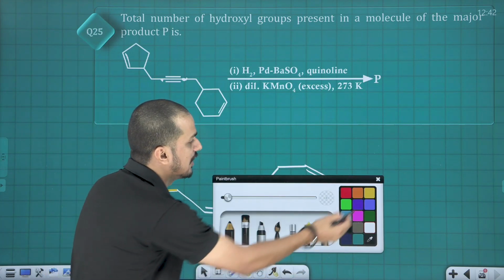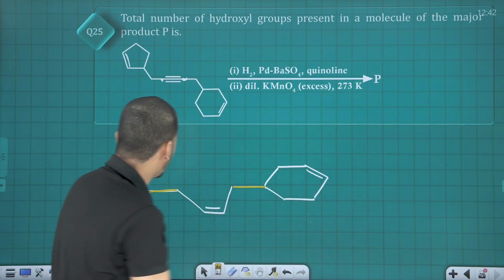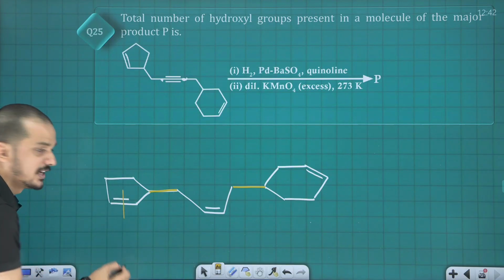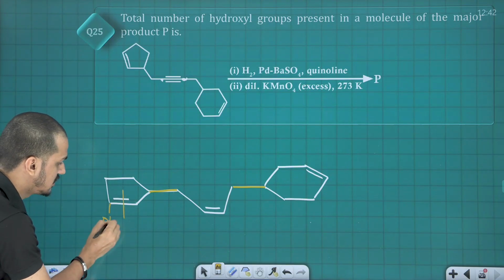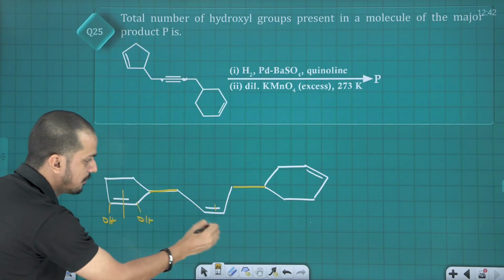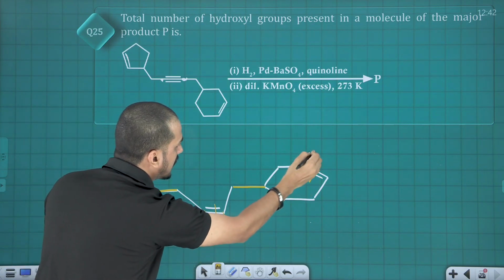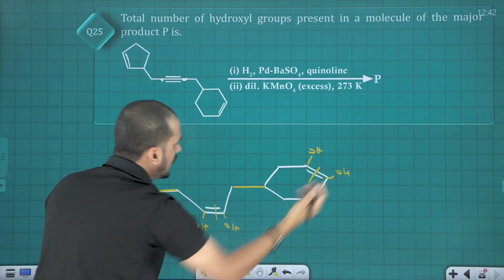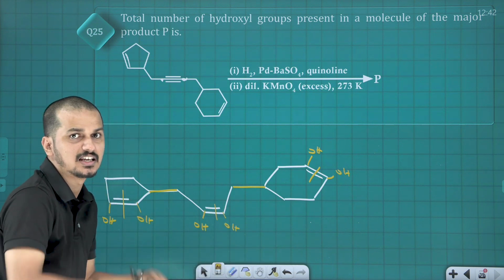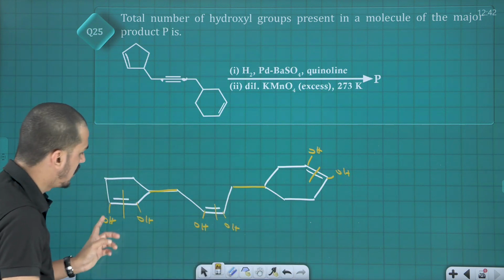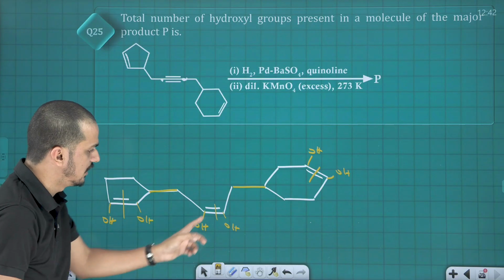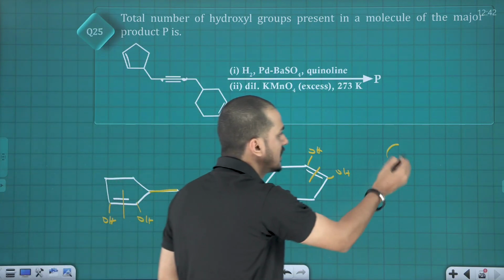Oxidation of alkene means what will happen there? That double bond will break, here OH will come, here OH will come. This double bond will break, here OH, here OH will come. That will happen: oxidation, alkene will become alcohol. So how many OH groups are coming? 1, 2, 3, 4, 5, 6. So 6 is the answer.